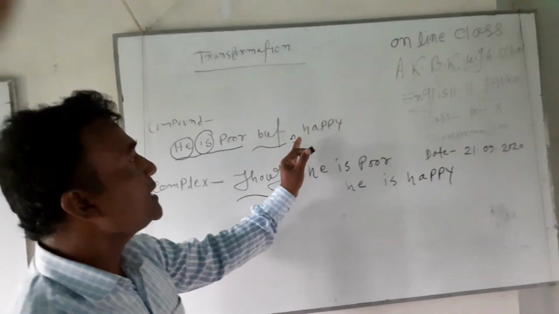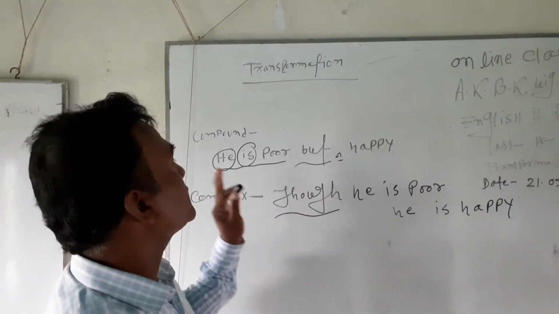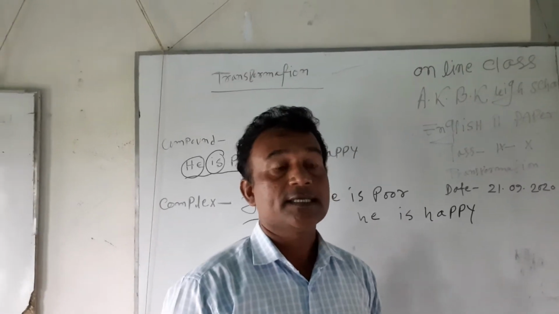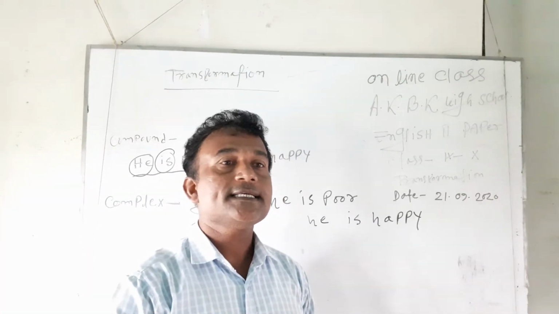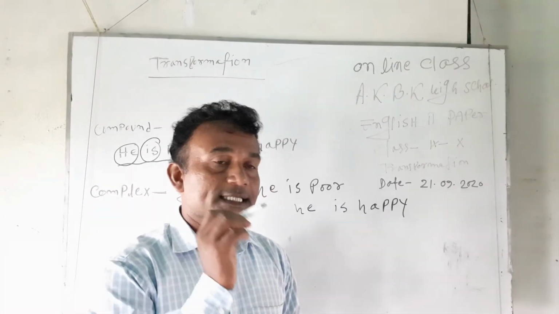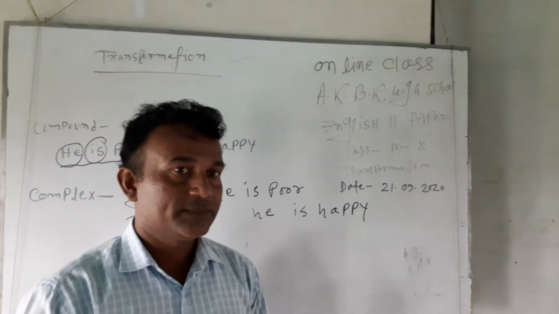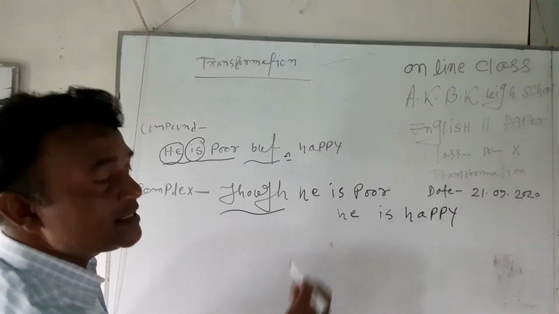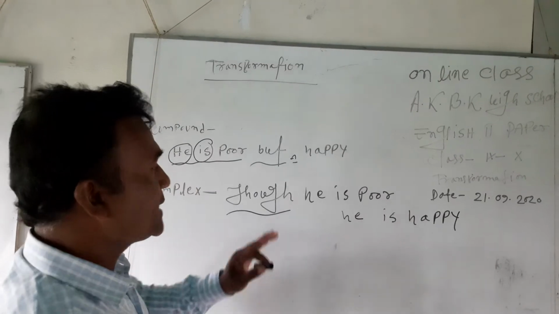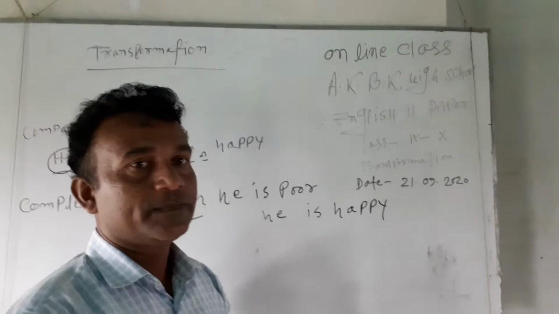And something is missing in the compound sentence, that is not necessary to write the subject and to be verb. We have to write only the adjective of the sentence. But if we change this sentence into a complex sentence, you must write the subject and the to be verb, then the adjective. So that is a very simple way. Though the first part of the sentence is he is poor, and then he is, and then the adjective.